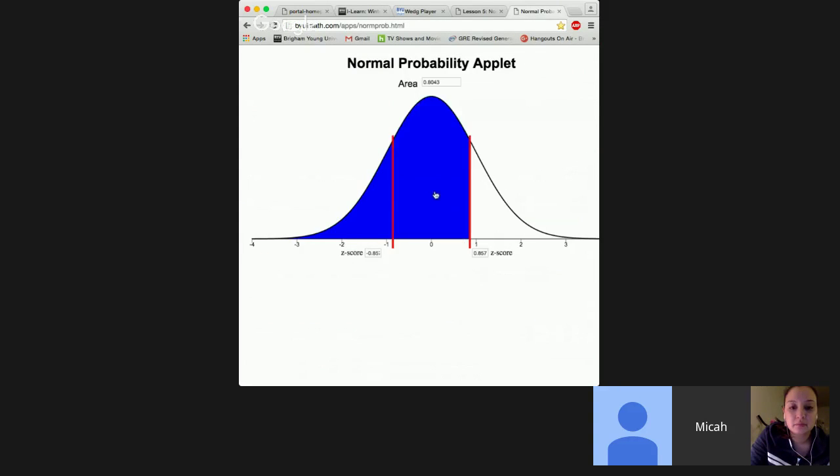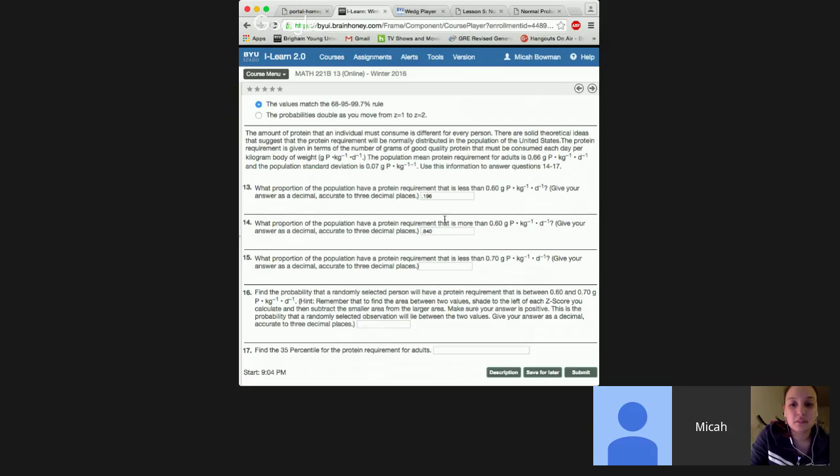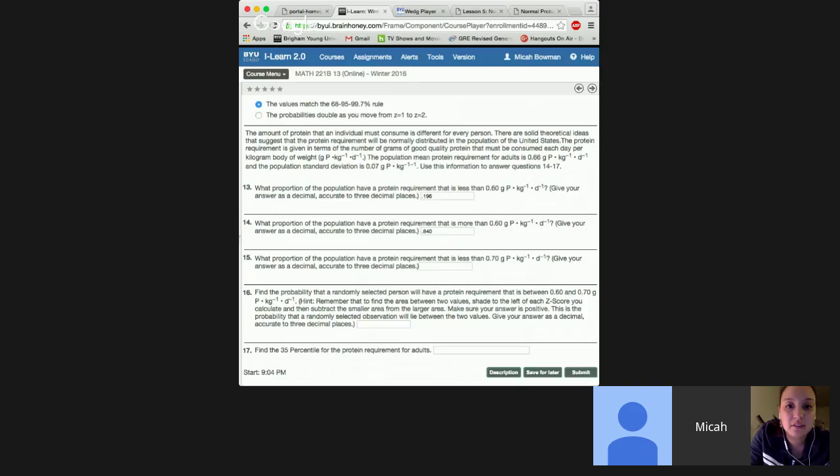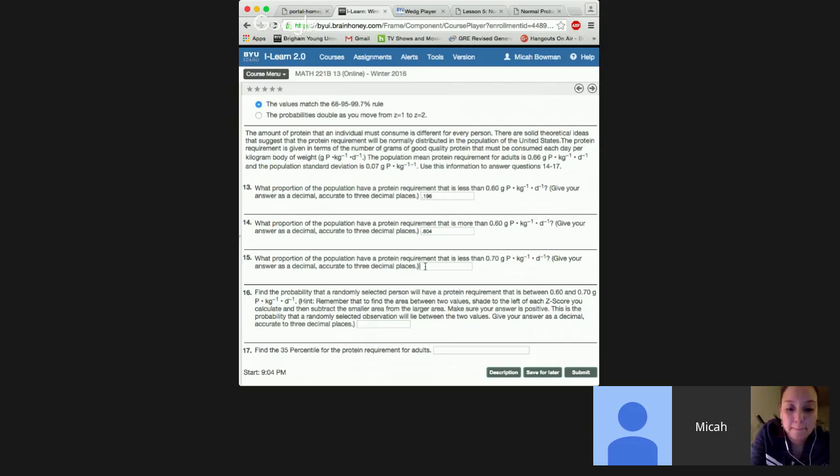What proportion of the population has a protein requirement more than 0.60? So we would do all of these except for that one. I get 0.804. No, wait. Okay, 0.804. There we go.